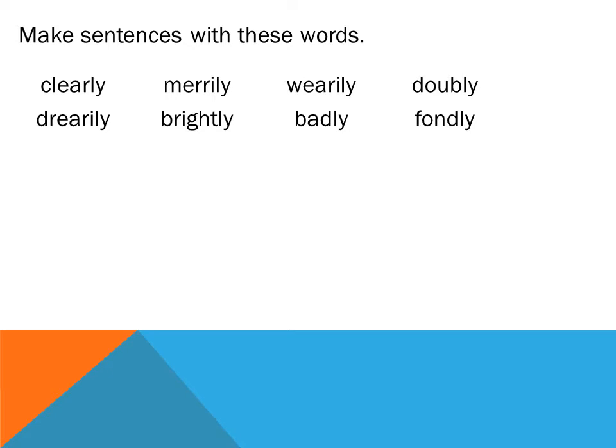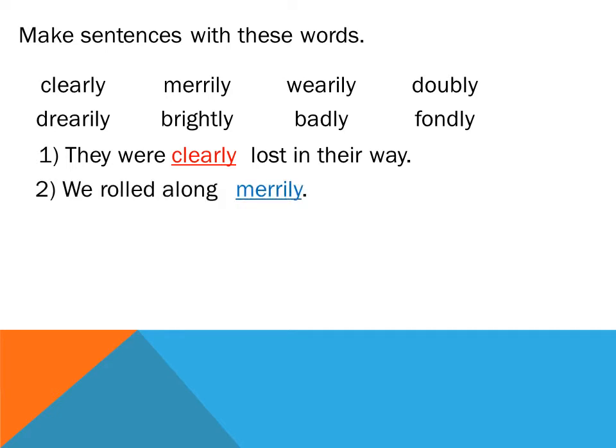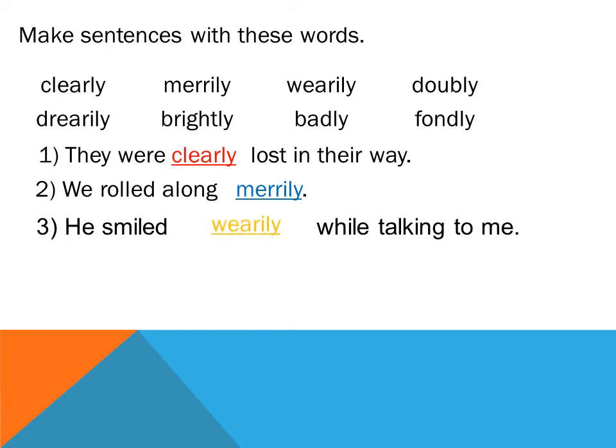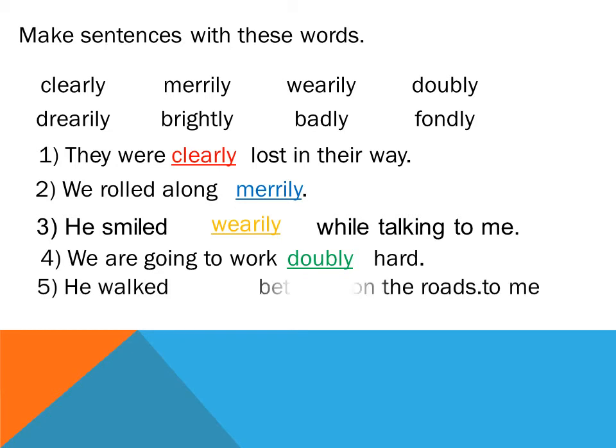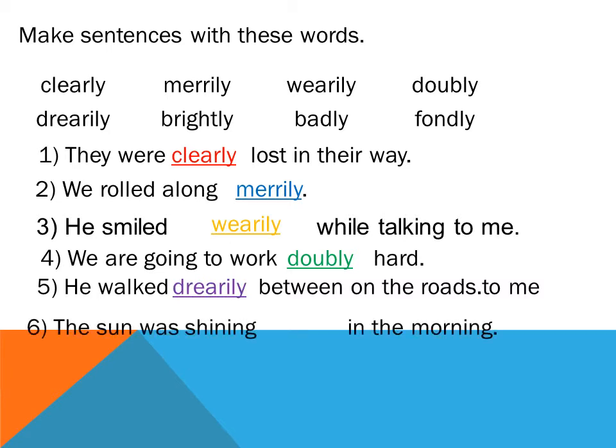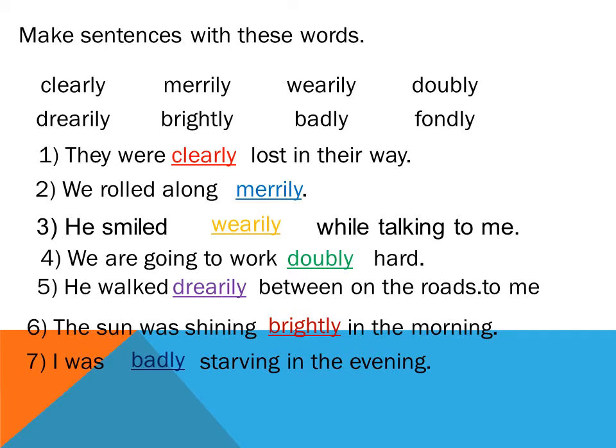Make sentences with these words: clearly, merely, barely, doubly, drearily, brightly, badly, fondly. They were clearly lost on their way. They rolled along merrily. He smiled while talking to me wearily. We were going to work hard, doubly hard. He walked on the roads drearily. The sun was shining brightly in the sky. I was badly starving in the evening. My parents spoke fondly.